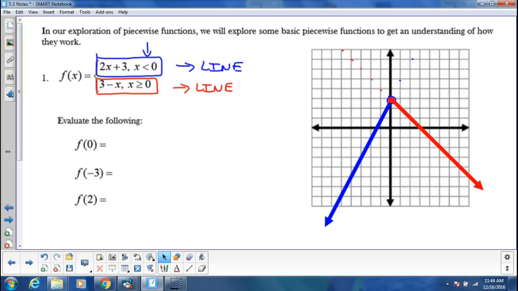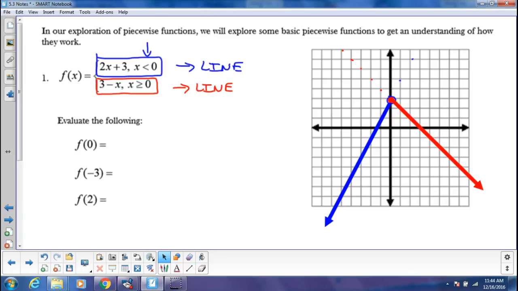Wait, wouldn't you go the other way? No, because we want bigger than 0. We're just looking at x's, not at y's. Okay? And so there's my piecewise function.